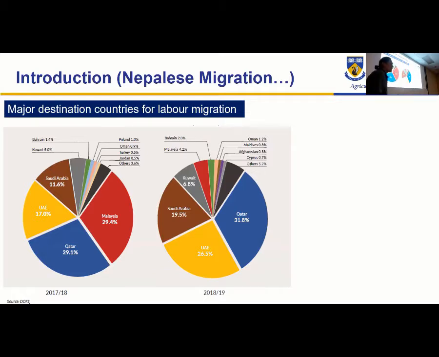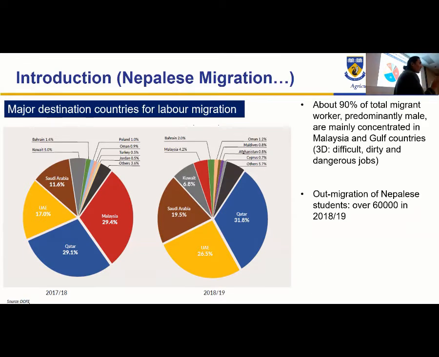If we see the destinations, you can see Malaysia and the Gulf countries are the major destinations for Nepalese people. You can see Malaysia occupying a larger share in 2017-18, but there was some issue with Malaysia, so it dropped in 2018-19. Overall, the Gulf countries occupy about 90% of the total migrant workers from Nepal, and mostly the Nepalese workers are involved in unskilled jobs that are often called 3D, that is difficult, dirty, and dangerous jobs.